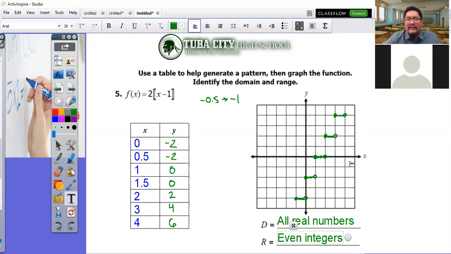We can only get even numbers out of this function, which if you look at the table, yeah, no matter what you put in there, it's going to be either rounded down or multiplied in a way that it's going to have to always be even.